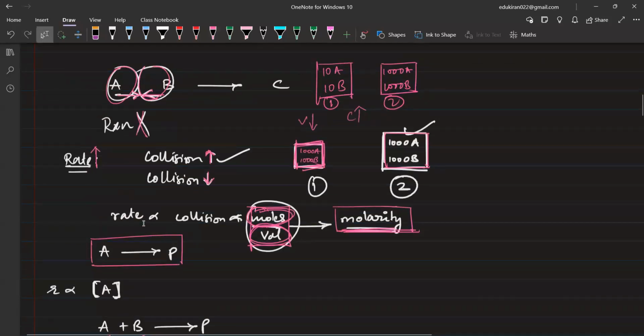हम लोगों ने start कहाँ से किया? Reaction occurs. So why do reactions occur? Because the reactant molecules collide with each other. If we increase the frequency of collision, then the rate will also increase. The speed of the reaction at which it is occurring will also increase.